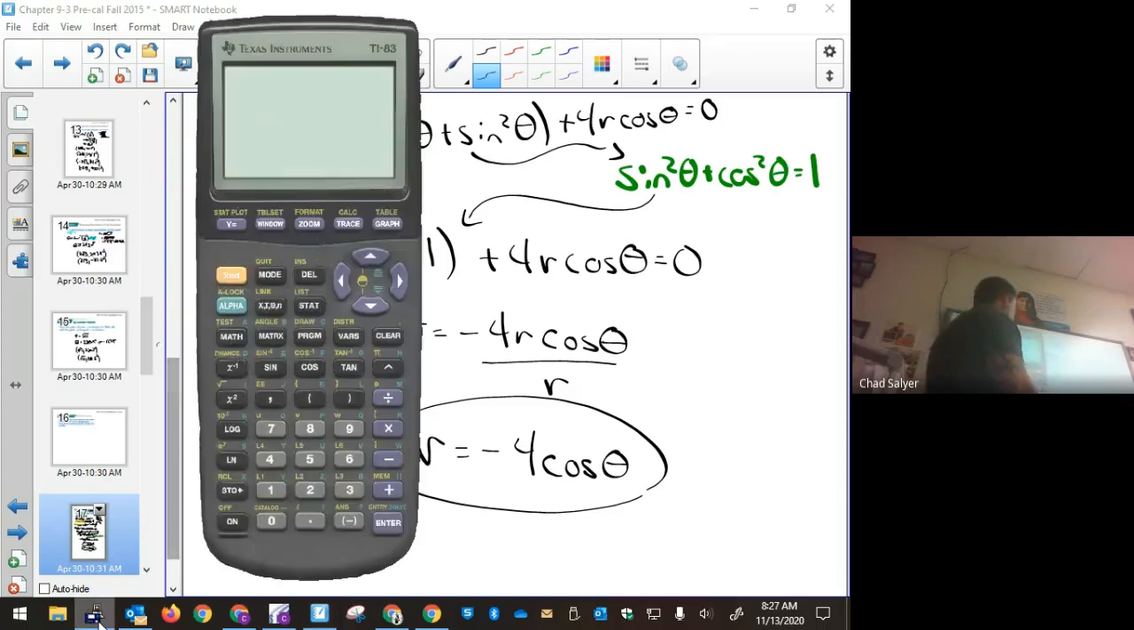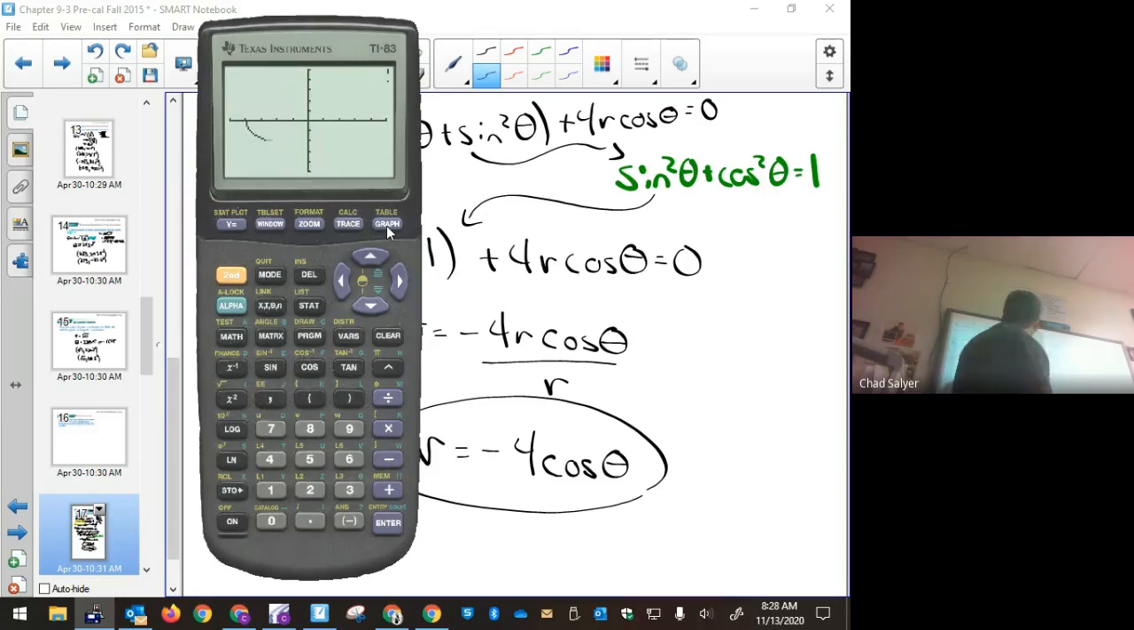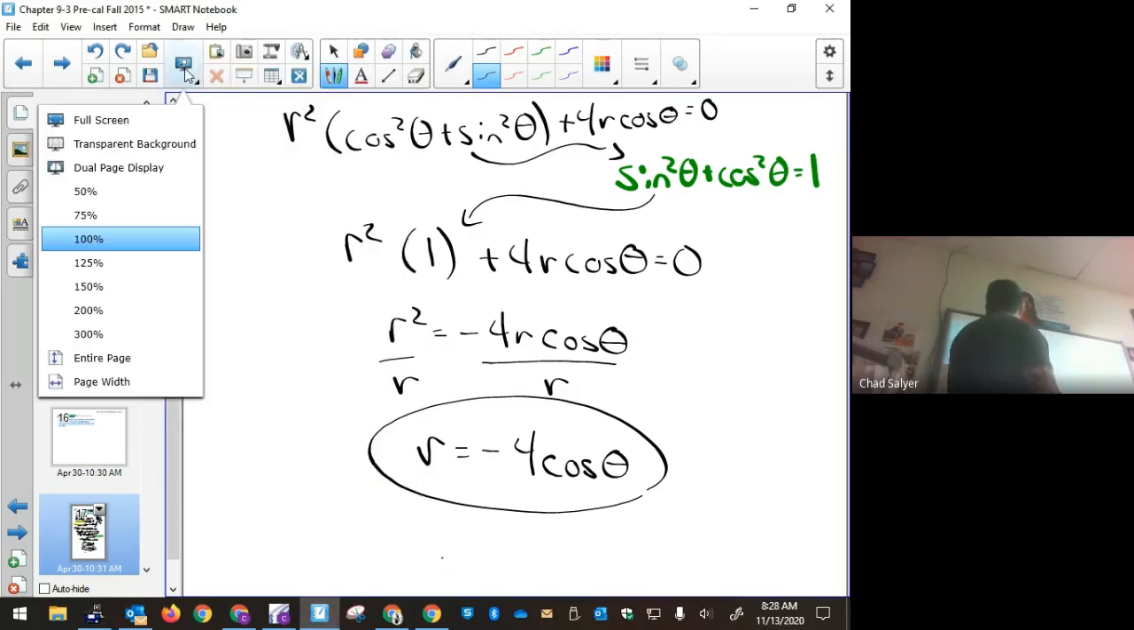And we'll check it to make sure that that's a circle with center negative 2, 0, radius 2. So make sure I'm in radian mode here. Negative 4 cosine theta. Let's see, 0 to 2 pi, that's good. Negative 5 to 5, that's good. Circle, center at negative 2, 0, radius of 2. Oh, yeah.